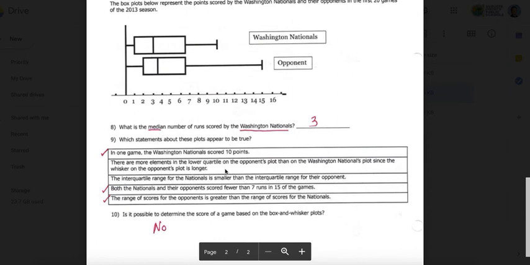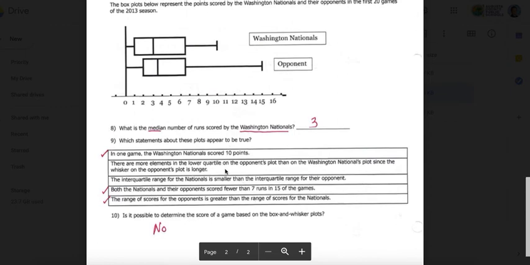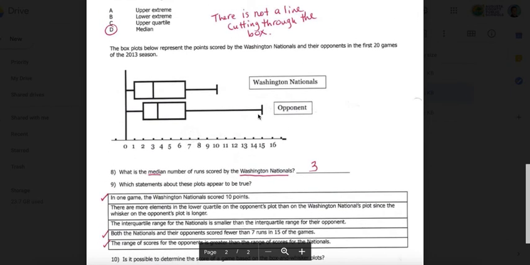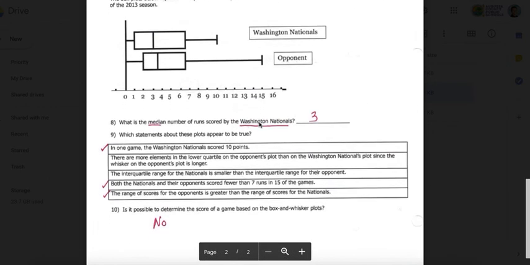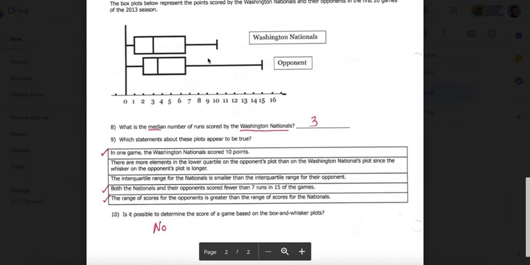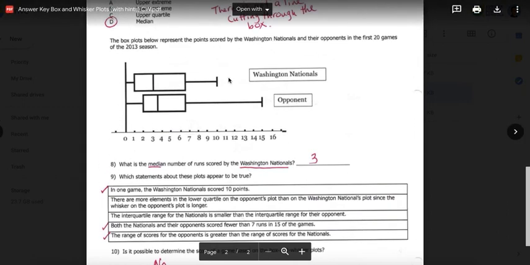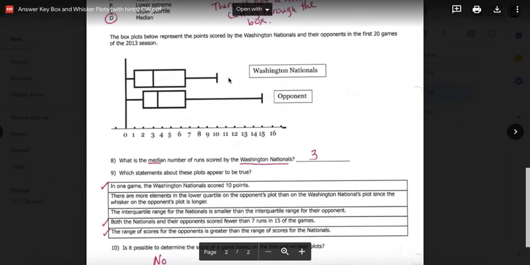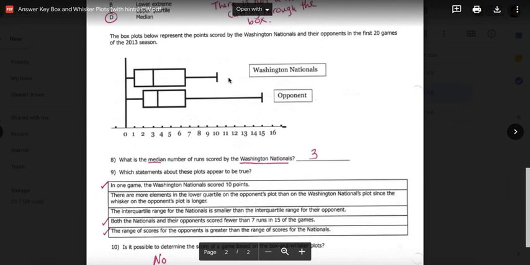And then the range of the scores for the opponents is greater than the range of the Nationals. Yes, look how big this range is. This is 15 minus 0, and this is about 10 minus 0. So yes, the opponent's range is bigger. Is it possible to determine the score of a game based on the box and whisker plots? The answer is no. You can't tell what the score of each game was by this. We can just get a snapshot of the 20 games and how many runs they scored.